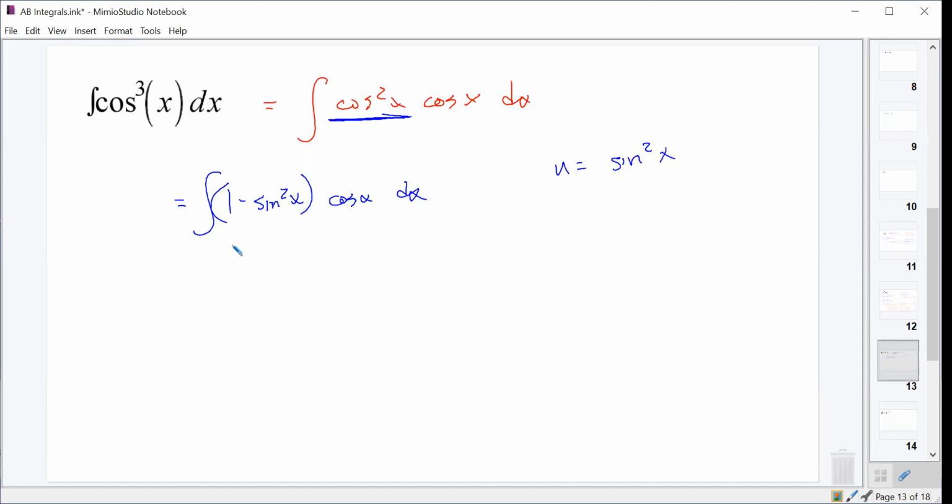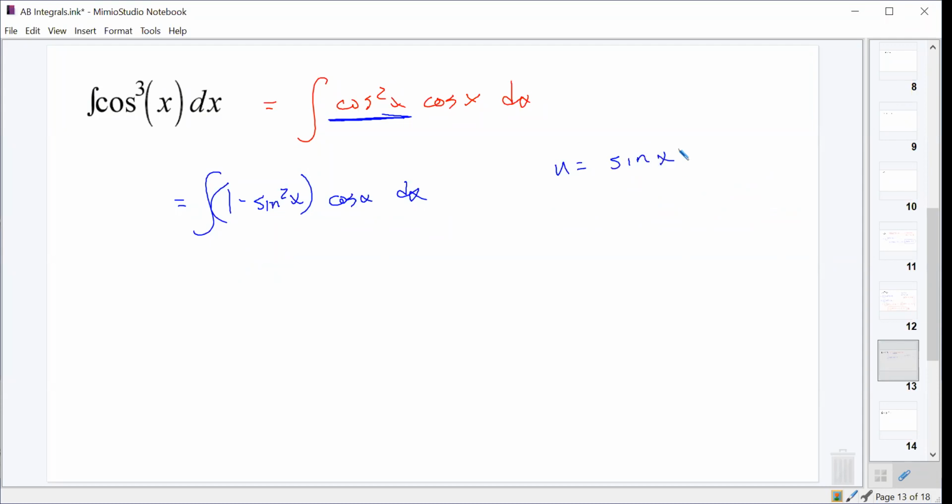So if u is sine squared x, that's going to give me 1 minus u. That's fine, right? And then du will be the derivative of that, which is 2 sine x cosine x dx. So I've got the cosine x dx. But what about that 2 sine x? That's still a problem again, isn't it? Other thoughts?